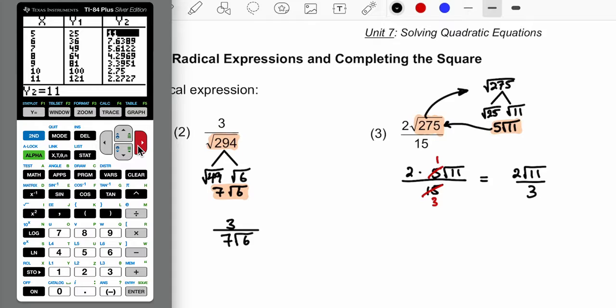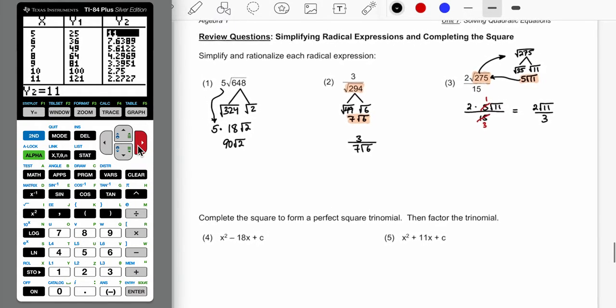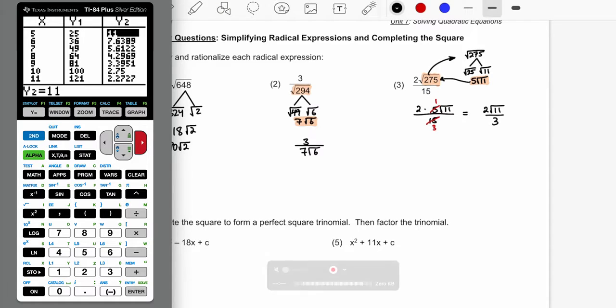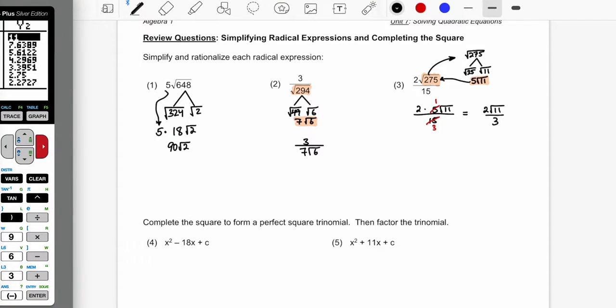Thank you. So when I did this, I did 2 times 5 is 10, so I did 10 radical 11 over 15, and then I simplified it from there. Would that be okay to do it like that? Yeah, that's equivalent. Perfectly fine. So then we get to the completing the square problems.